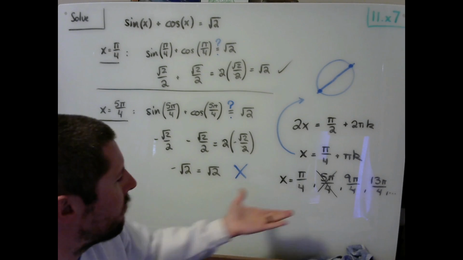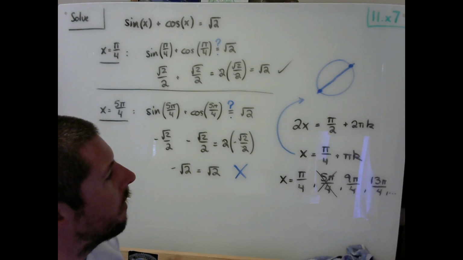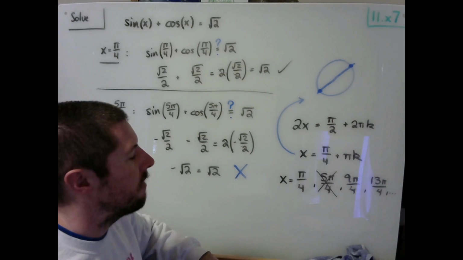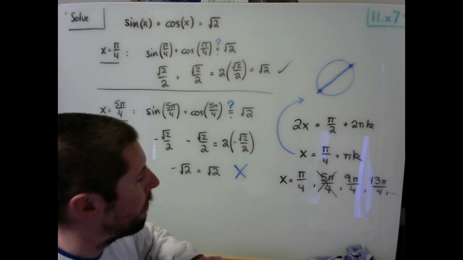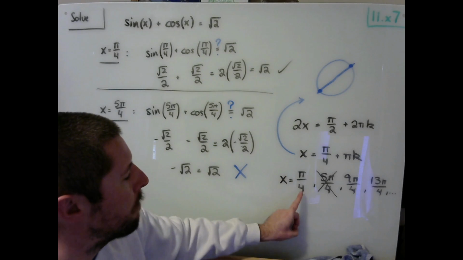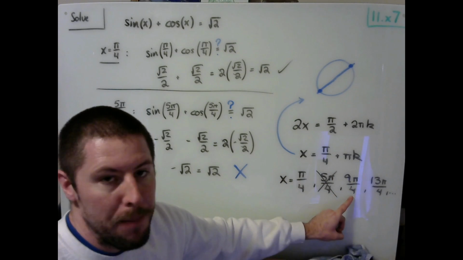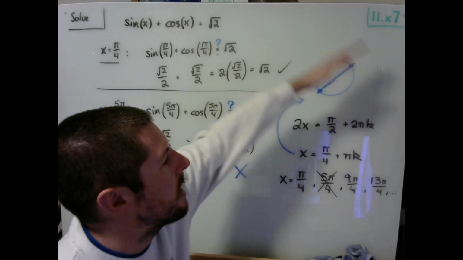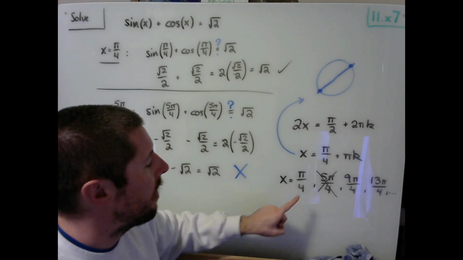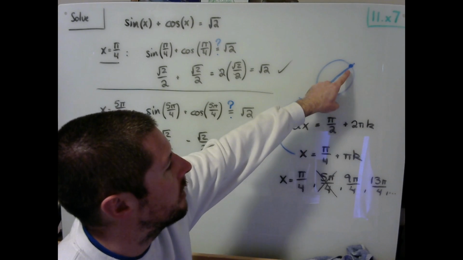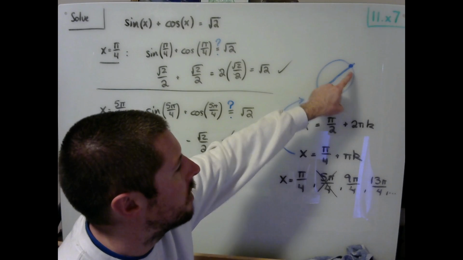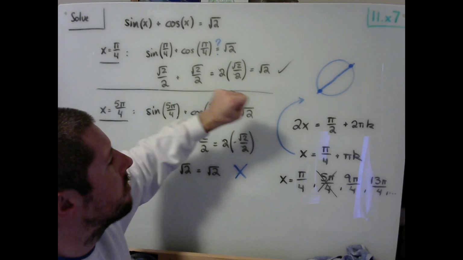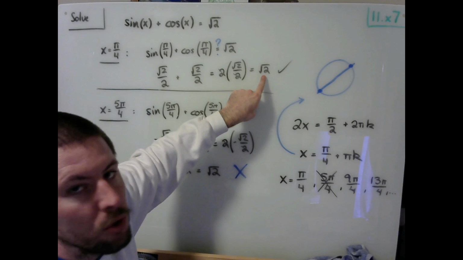So which of my solutions should I trust? Well, I know that pi fourths lives in the first quadrant. I know that things like pi fourths and 9 pi fourths, which is coterminal with the same angle right here, right? It's just an extra 2 pi around. I know that these ones are always going to land in quadrant 1. Quadrant 1 is always going to give me positive values for root 2 over 2. Those are always going to combine to give me positive root 2 like I want.